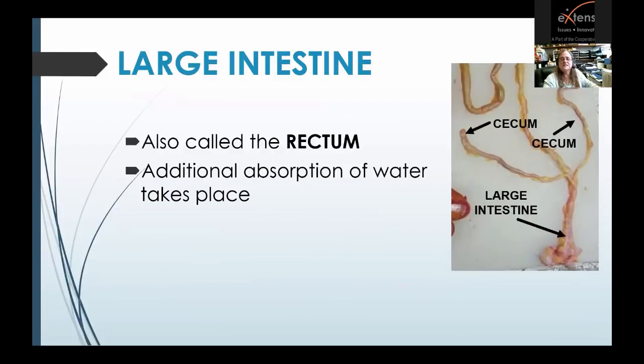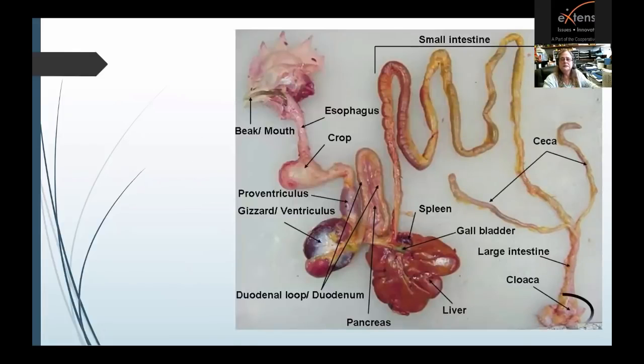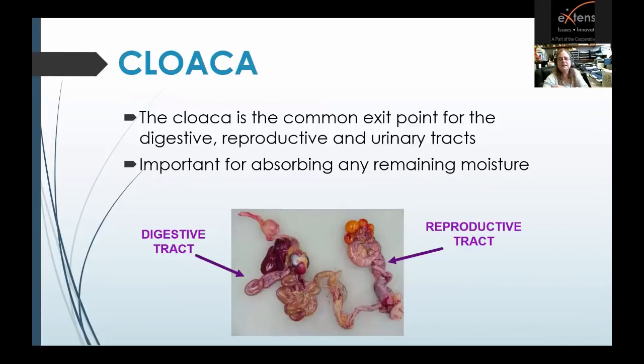The large intestine is also called the rectum, and here, as I said, the absorption of water takes place. Chickens don't want to lose their water, so they recycle it through the system. And then the cloaca is the end of the digestive tract. The cloaca is the common exit point for the digestive, reproductive, and urinary tracts. And again, it is important for absorbing any remaining moisture that comes along, trying to maintain that so the birds don't get dehydrated.